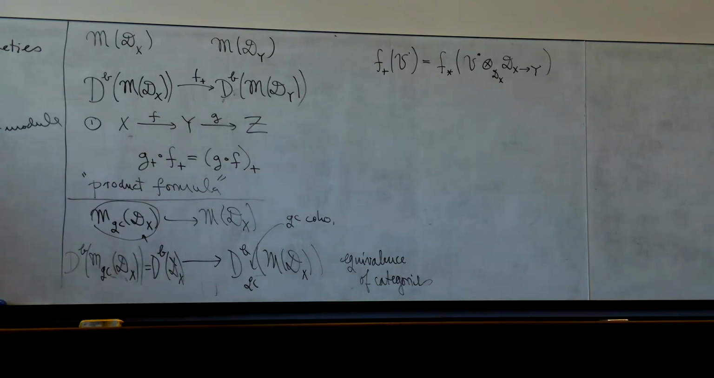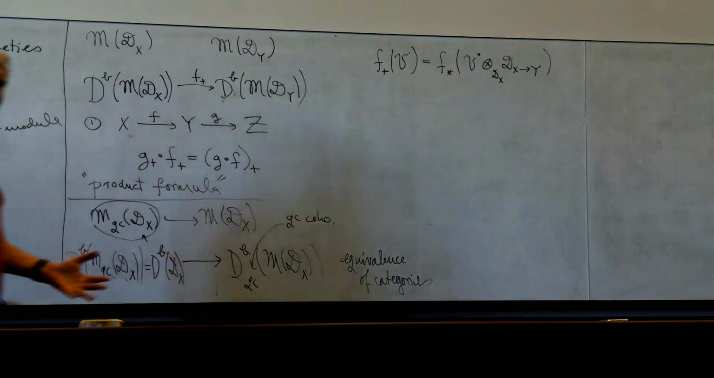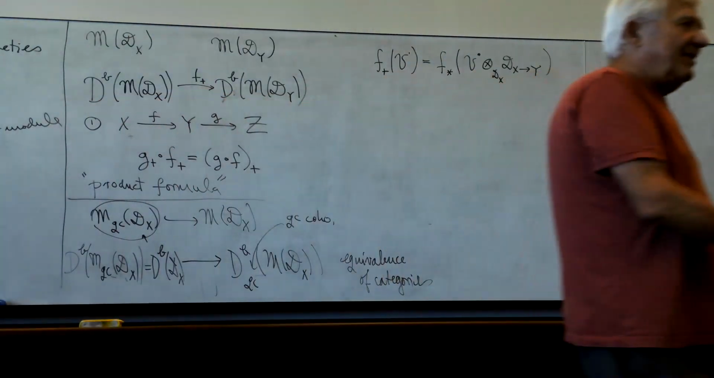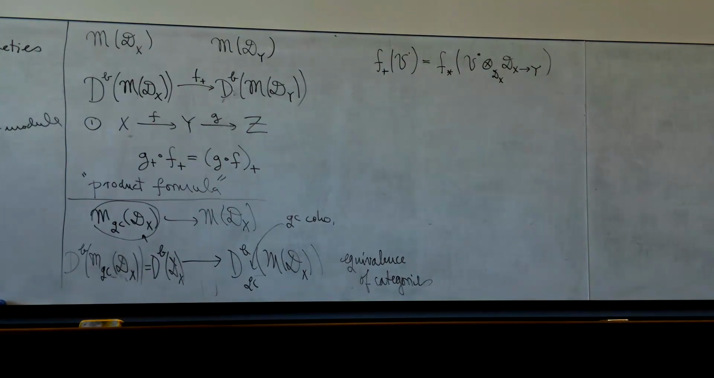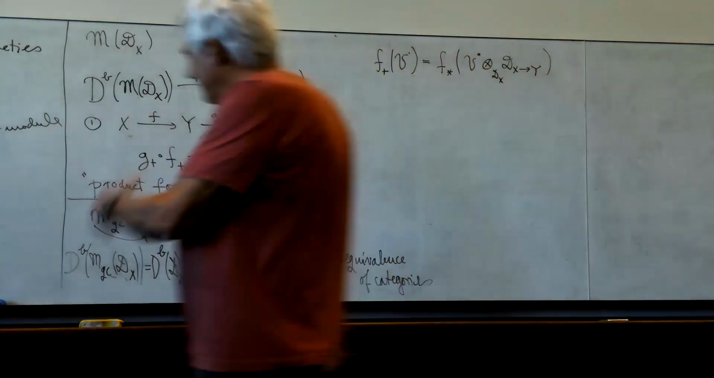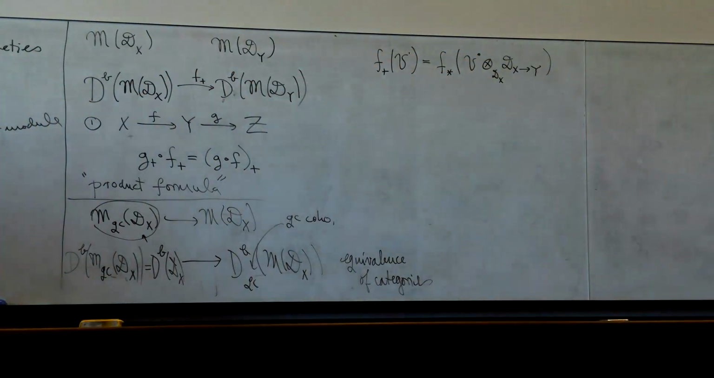I mean, you see, in a way, when you do calculations, you basically reduce calculation to quasi-coherent modules. Basically, these are things you know how to calculate with. So you have to be in quasi-coherent sheaves. I mean, there will be these examples soon.